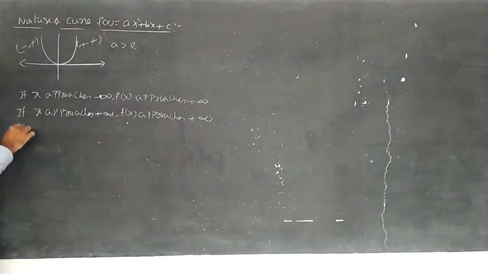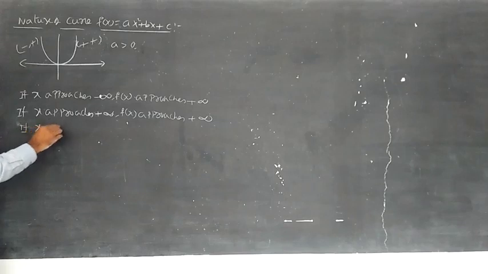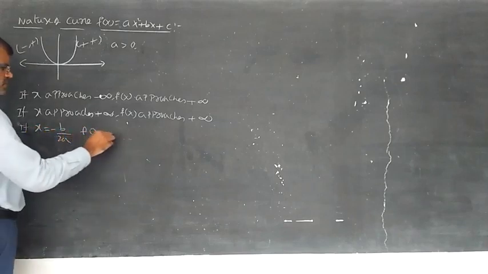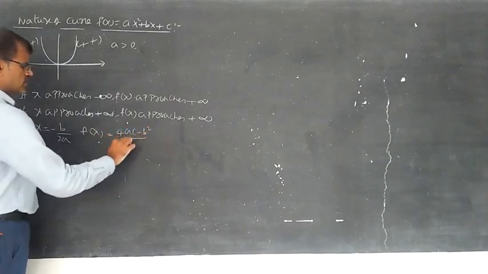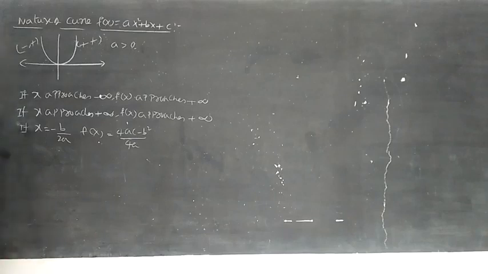And the third point, you can write if x is equal to minus b by 2a, f of x is equal to 4ac minus b square by 4a. It is a rule that f of x is equal to 4ac minus b square by 4a.